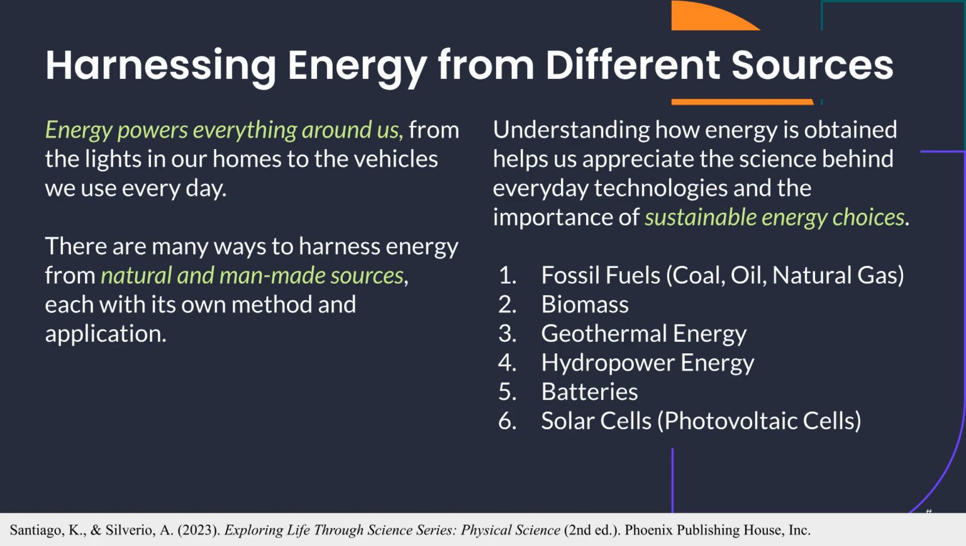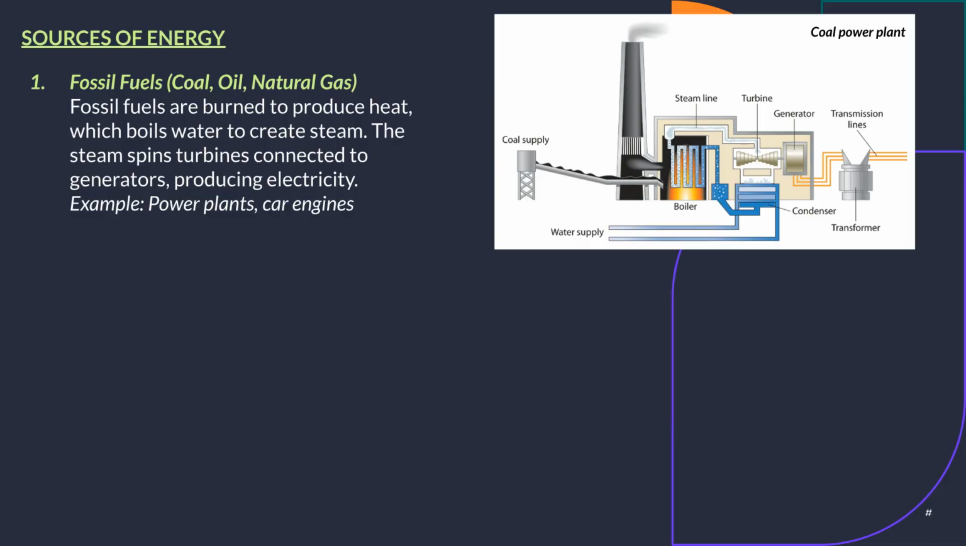Let us look at our first two sources, which are fossil fuels and biomass. Fossil fuels such as coal, oil, and natural gas are commonly used energy sources. When burned, they release heat energy. This heat is used to boil water and create steam. The steam spins turbines that are connected to generators, producing electricity.